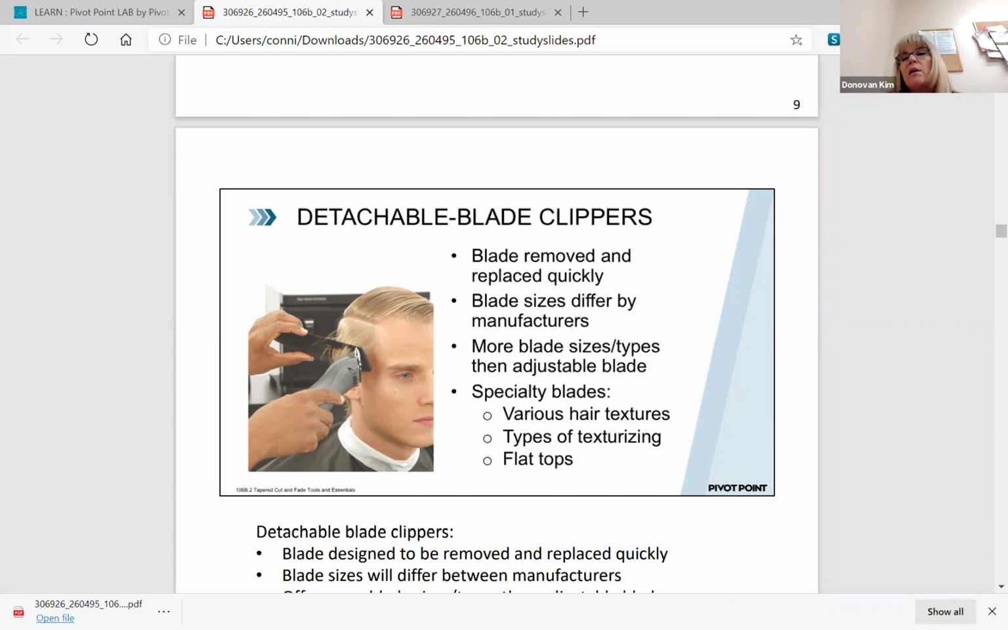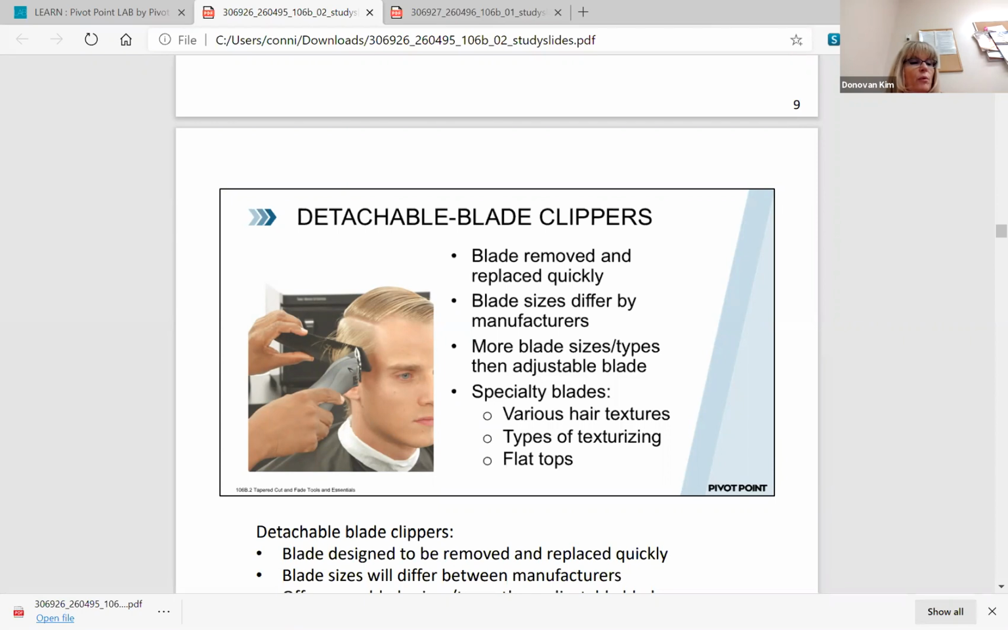So that's just knowing your product. That's just knowing what you're using and the difference in how it cuts. But you have a lot more blade sizes in detachable blades. So blending does become a lot easier because you don't have to mess with the adjustable part or keep changing the guards and going over it. You just use the blade and it does work a lot. Well, I think it works better.